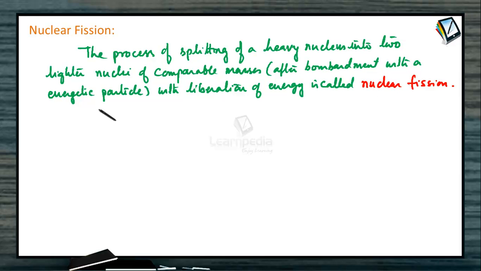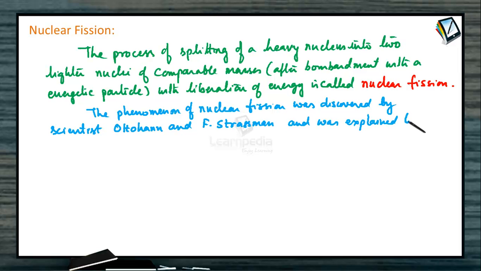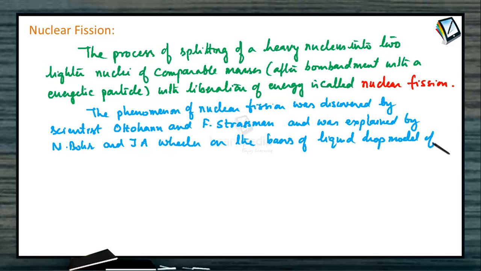The phenomenon of nuclear fission was discovered by scientists Otto Hahn and F. Strassmann, and was explained by Niels Bohr and J. A. Wheeler on the basis of the liquid drop model of the nucleus.